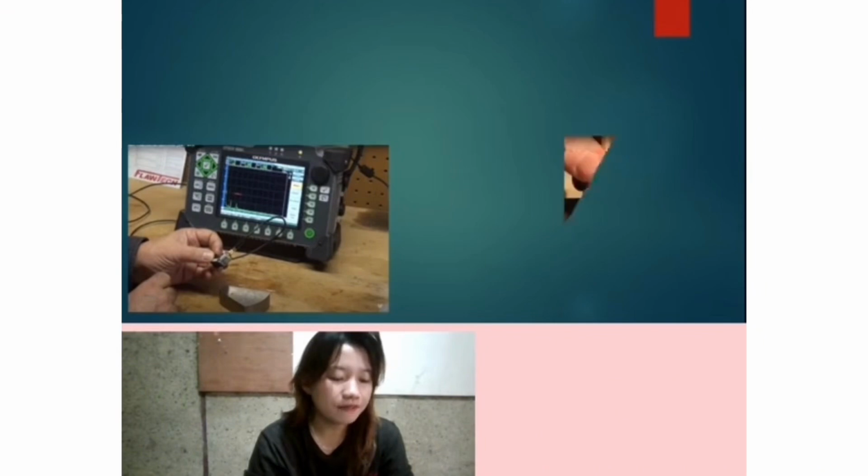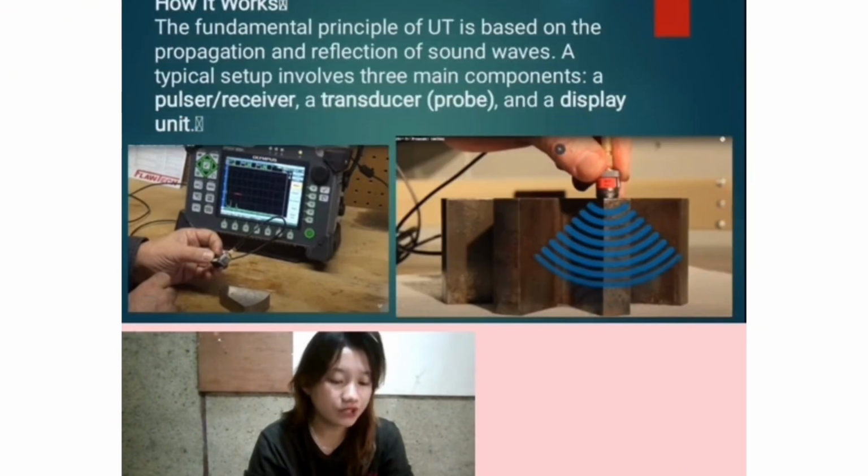The fundamental principle of UT is based on the propagation and reflection of sound waves. A typical setup involves three main components: a pulser-receiver, a transducer, and a display unit.